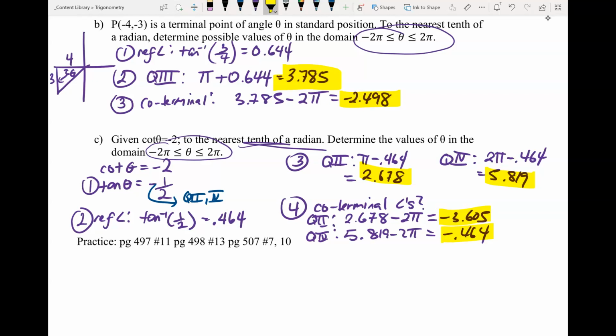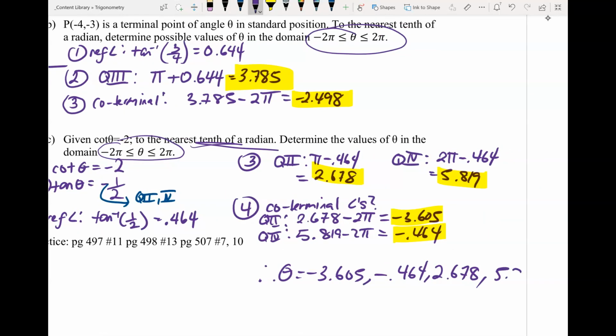You have 4 answers to this. If you want, you can state your final answer that theta is negative 3.605, negative 0.464, 2.678, and 5.819.